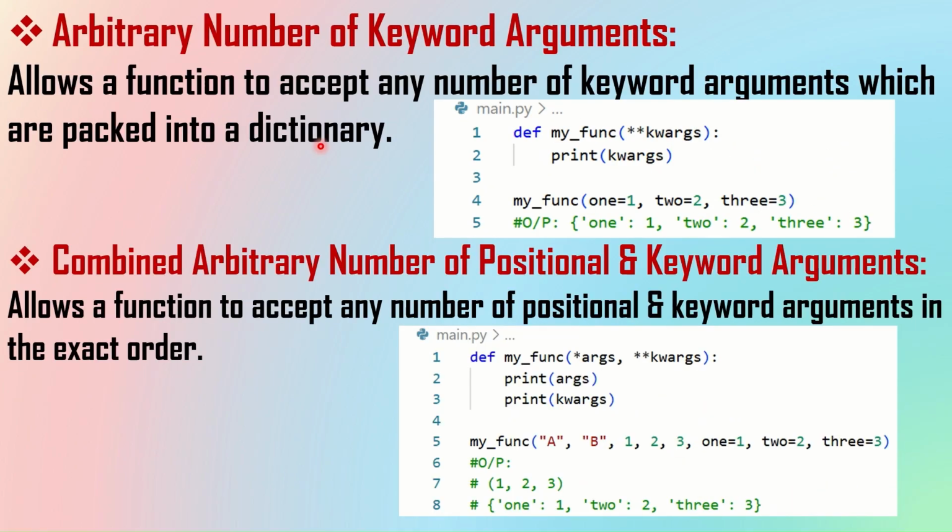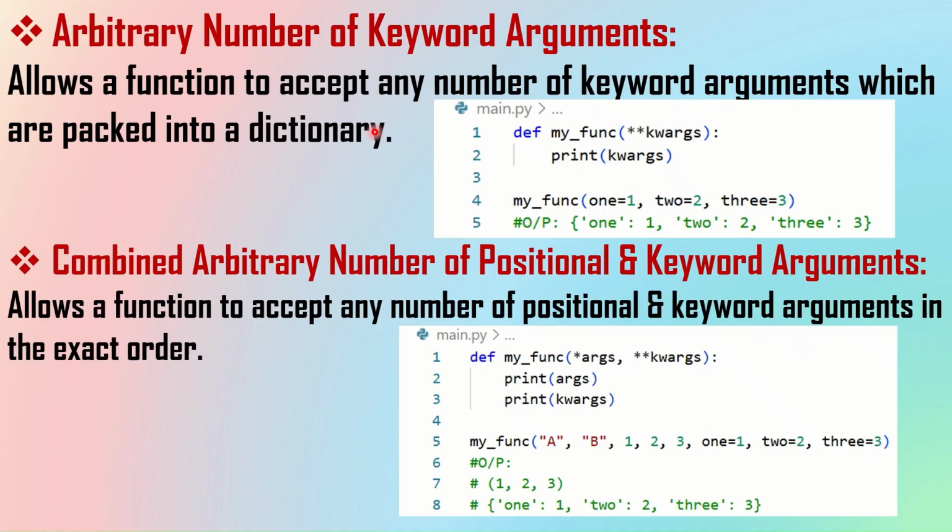Similarly to the positional arguments, we can also pass n number of keyword arguments. These arbitrary keyword arguments allow a function to accept any number of keyword arguments. Finally, those are packed into a dictionary. In case of positional arguments, they are packed into a tuple, but when it comes to keyword arguments, they are packed into a dictionary.